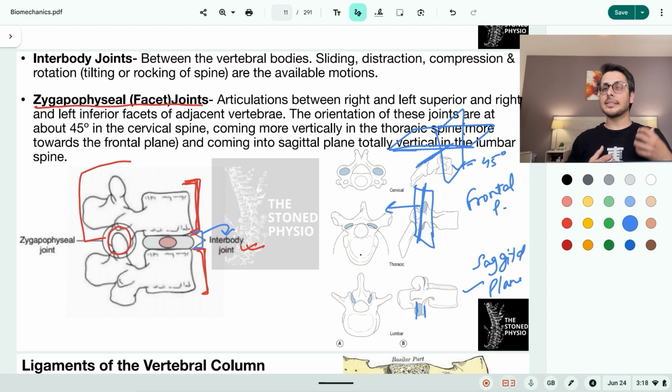And if we apply the same concept in the cervical region, we can say it's something exactly between the horizontal plane and the frontal. So it's kind of at 45 degrees. So it has got the best of both worlds, we can say. It has got good backward and forward movement and sideway tilting as well.